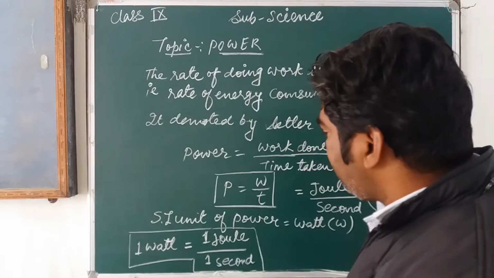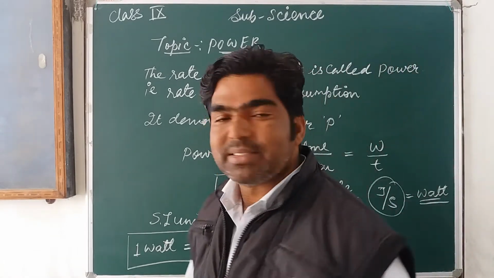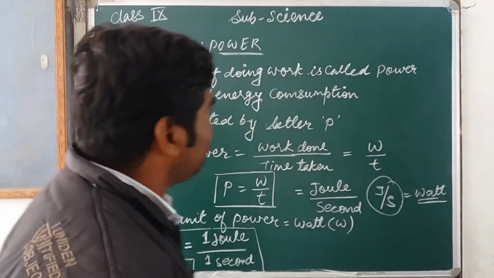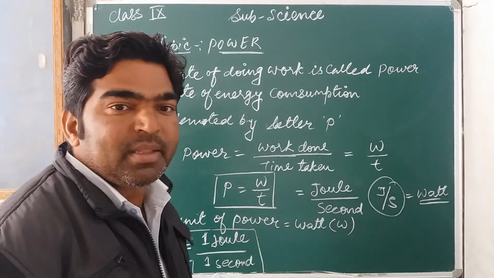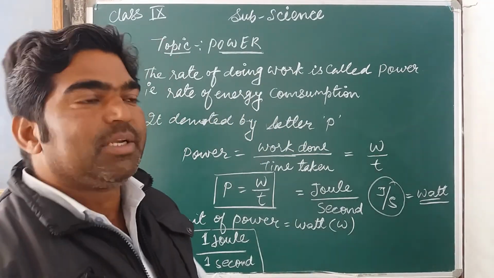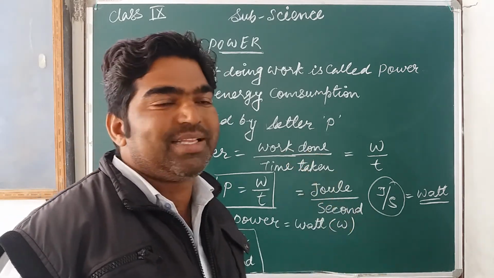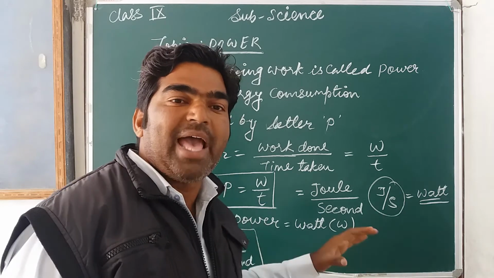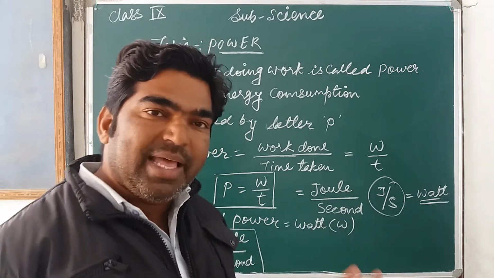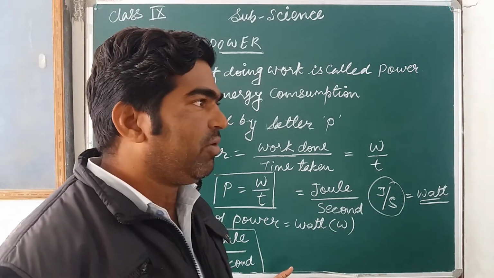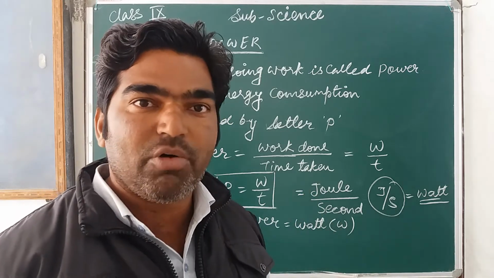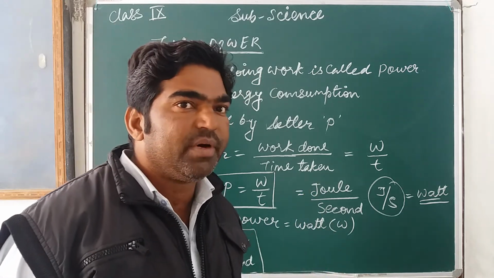Okay, so many times the question may be asked: define 1 watt. So you can define 1 watt as follows: when any system or machine consumes 1 joule of energy per second, then the power of that machine is called 1 watt.